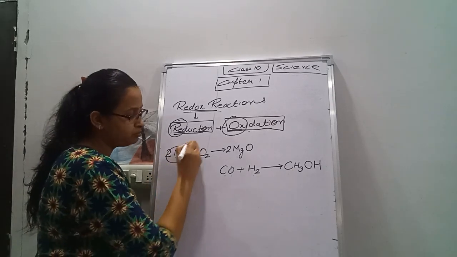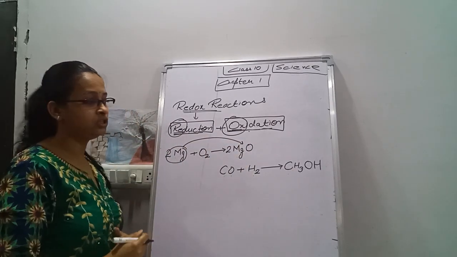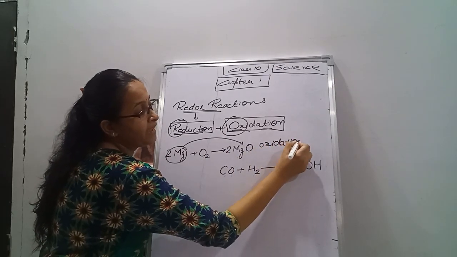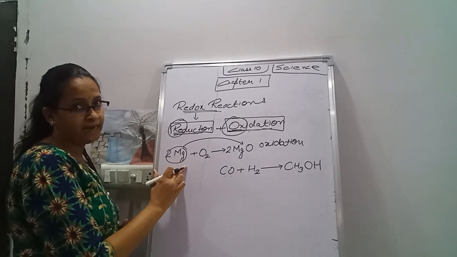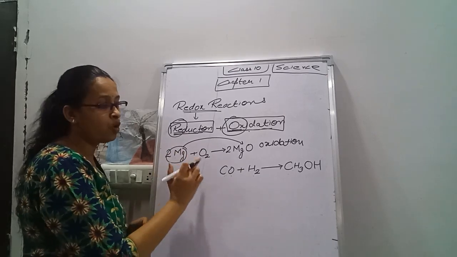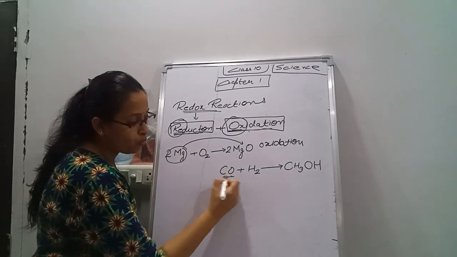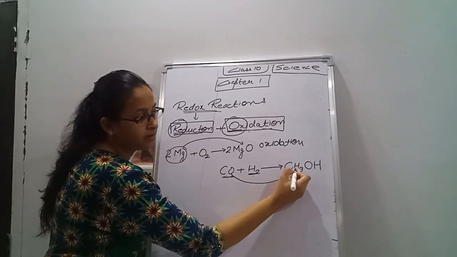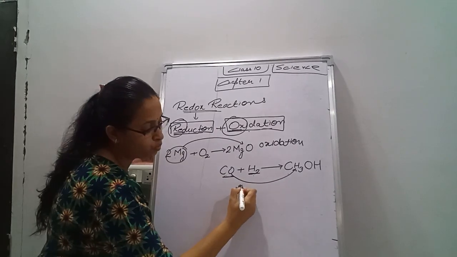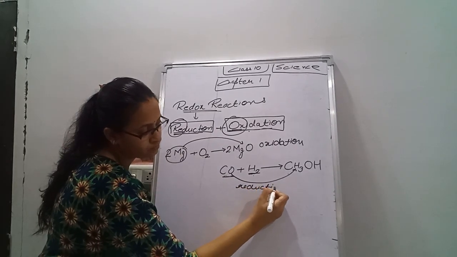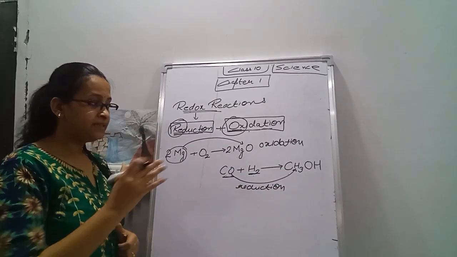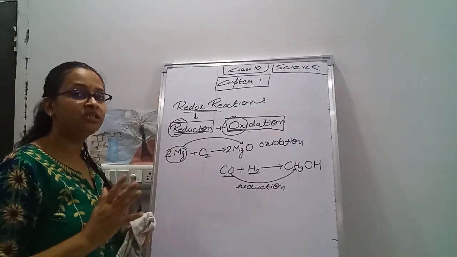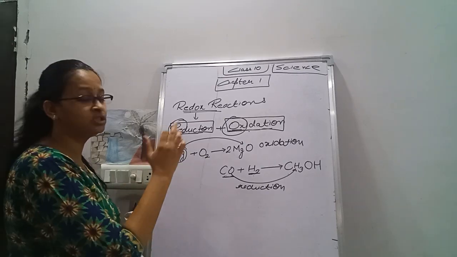See, here Mg is added with the oxygen, so it is oxidation. In any element, when oxygen is added, the reaction is known as oxidation. But when in a compound hydrogen is added, it will be known as reduction. To understand these oxidation and reduction terms, I am just making a small table. It will help you in understanding the basic concept of oxidation and reduction.